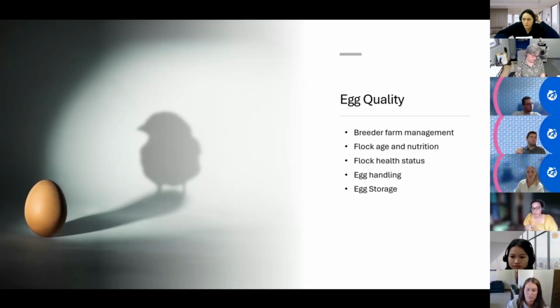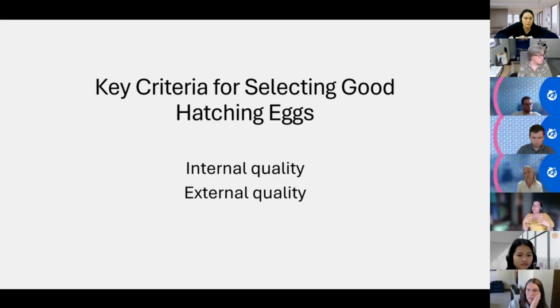I mean, are we harvesting it constantly, or do they spend a lot of time in their nest? That will determine the quality of my eggs. How many days am I storing that egg before setting that for incubation? So those are different factors that have a direct impact on my egg quality. So that egg will really provide me a chicken. So if I am setting a good quality of egg, I will have at the end a very good quality of chicken. But let's see what is the criteria for selecting what is a good hatching egg.